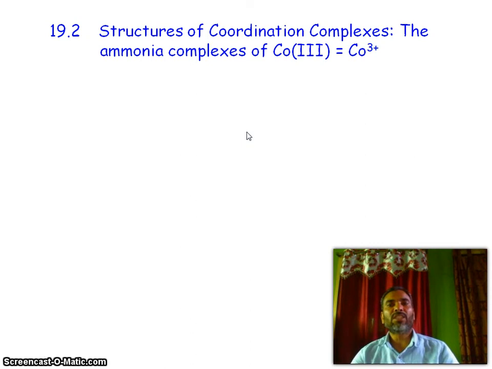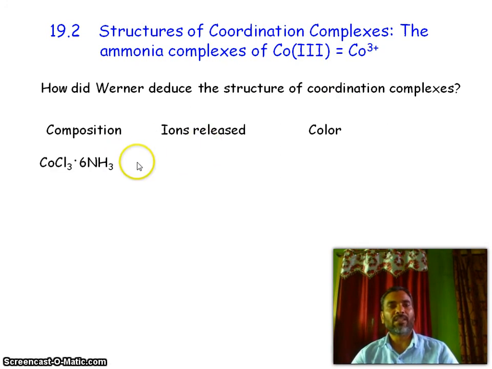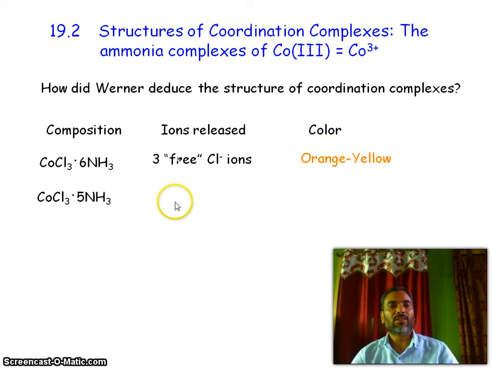Okay. Structure of coordination complexes. The ammonia complexes of cobalt 3 plus. How did Werner deduce the structure of coordination complexes? Using composition, ions released, and color. CoCl3·6NH3: 3 free Cl minus, and the color is orange yellow.